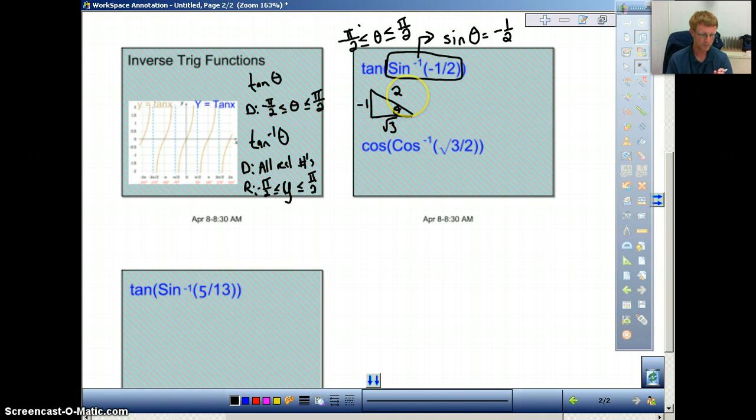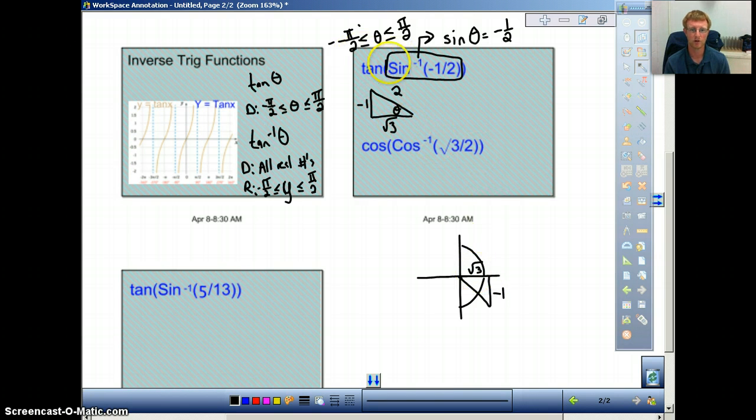Now again, think about which quadrant that would have to be in. If we're going from -pi/2 to +pi/2, if we're looking at our quadrant, it's got to either be here or it's got to be here. Well, the only way for us to get a negative would be down in this last quadrant. So that means that if we're looking at our triangle here, there's the -1, there's our square root of 3.